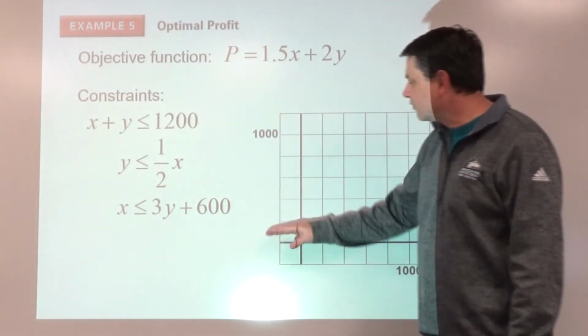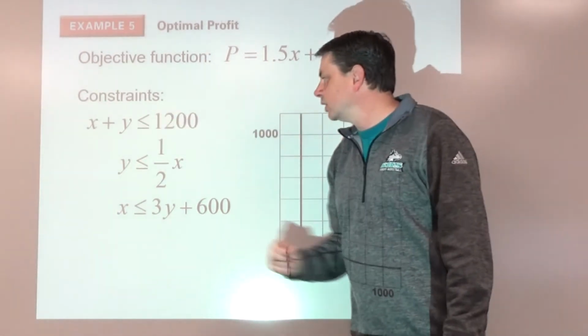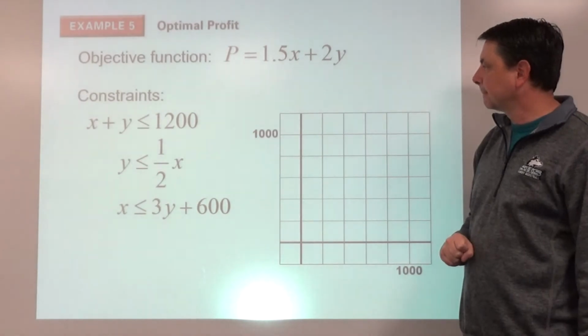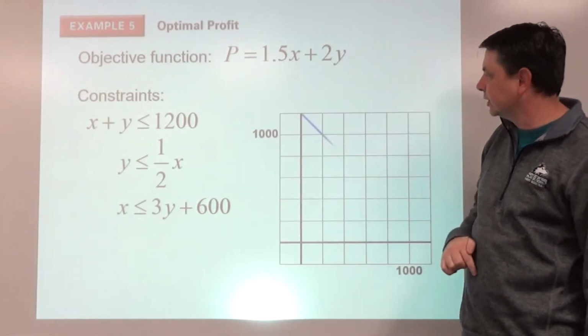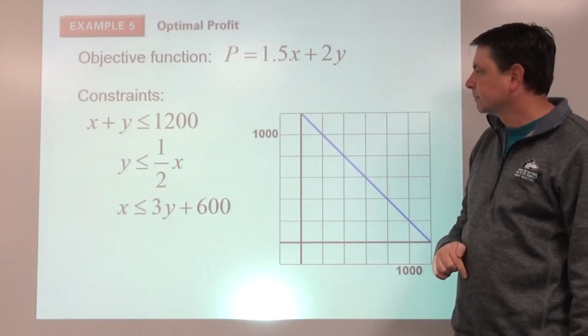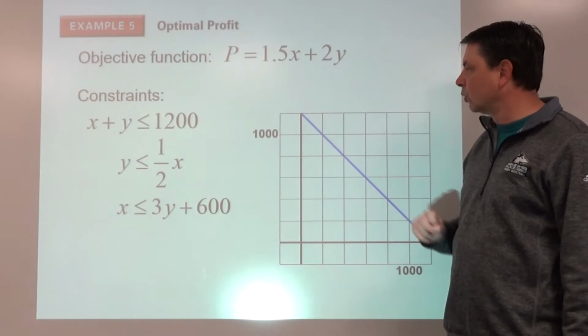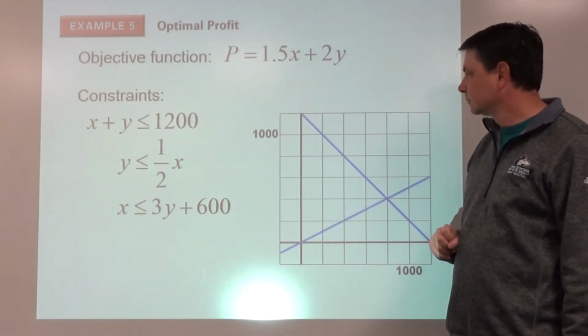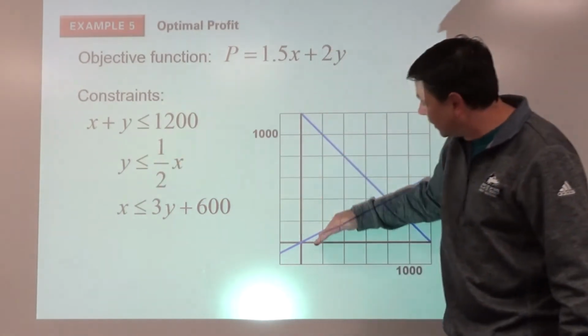So here's our graph. We're going by 200s here. So first one here, we can go by intercepts. Intercept 1,200 and 1,200. Use the slope here, so up 200, right 400. Okay, so we're going to shade below there. We're going to shade below on that one.